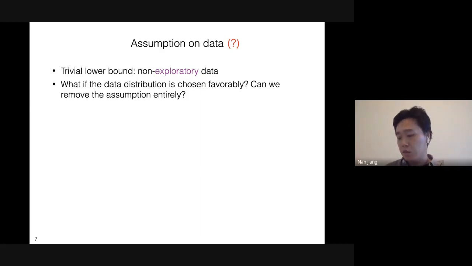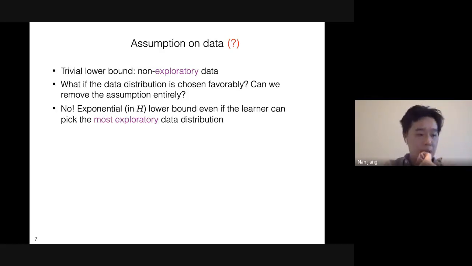One intuition is that you said you need the data distribution to be exploratory. So I can try to give you the most exploratory data distribution I can think of. Should that satisfy the assumption automatically? It turns out that in the worst case, that's not going to be sufficient. There's still an exponential lower bound, even if the learner can pick the most exploratory data distribution. And here goes the lower bound.